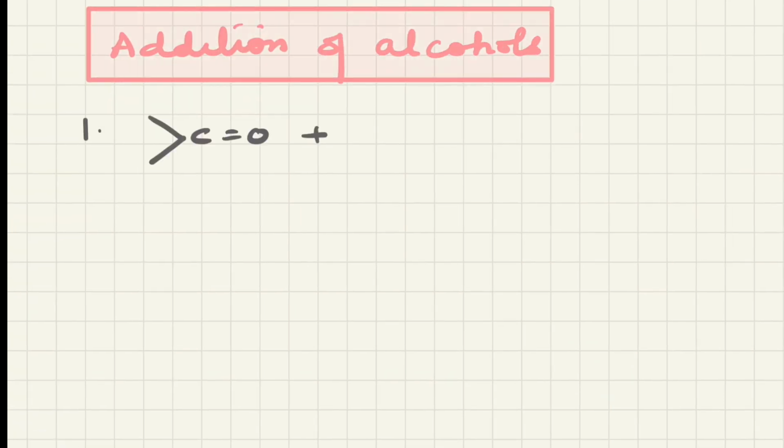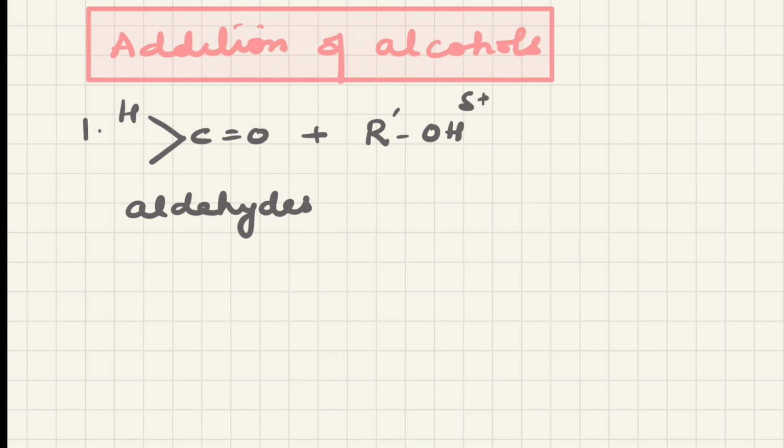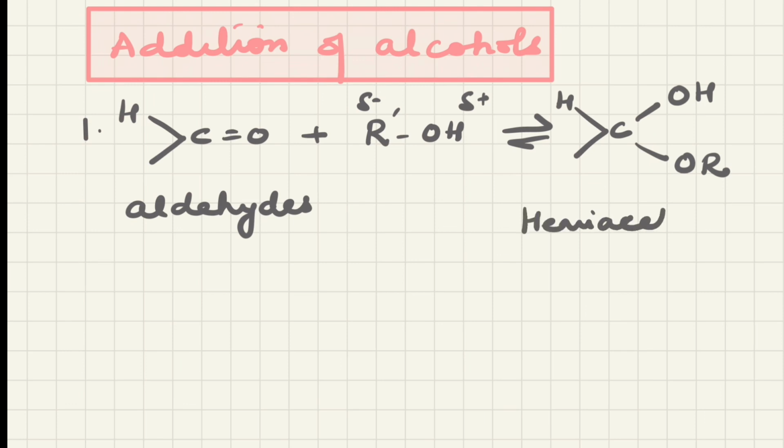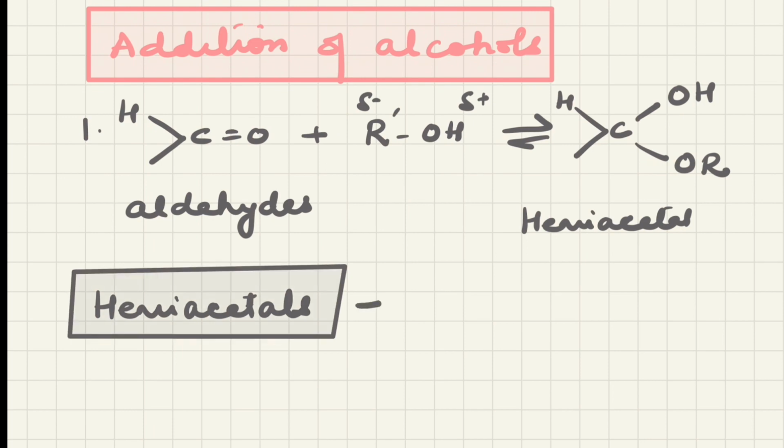Addition of alcohols. In addition of alcohols, we take aldehydes, we treat it with alcohols. We have this electrophilic part and the nucleophilic part, and the reaction exactly takes place the way it did before. With O we have H, and with carbon we have OR, which is the nucleophilic part, and this is known as hemiacetal. Hemiacetals have got alkoxy and alcohol, right?